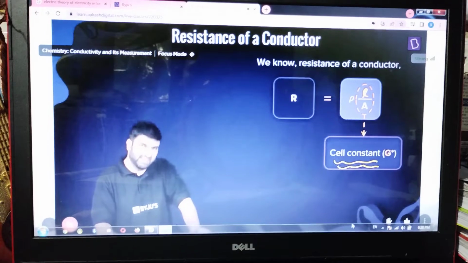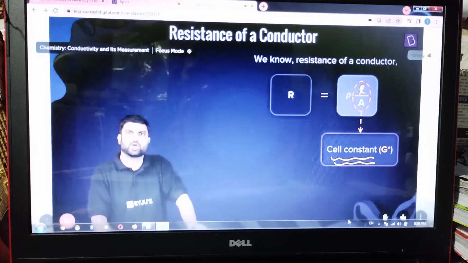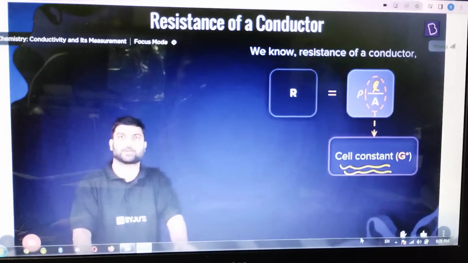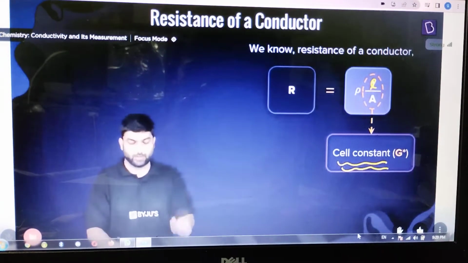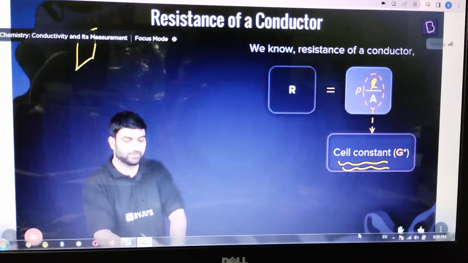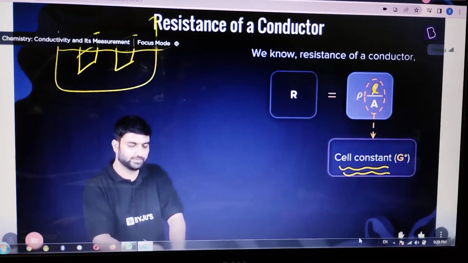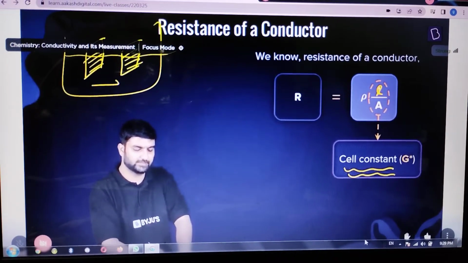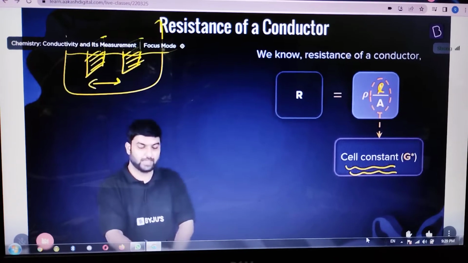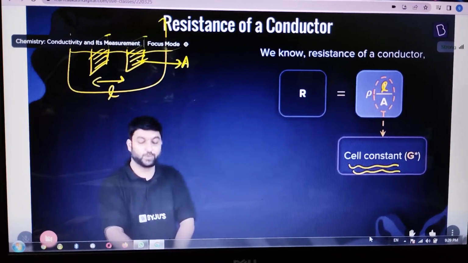What's a variant? You said variant, but sir, here it is written constant. Okay, so think about it. If you have a cell like this, or if you have a solution like this, and let's say this is basically what it is, right? This is the area, this is the length, the L by A. The L divided by A becomes what?